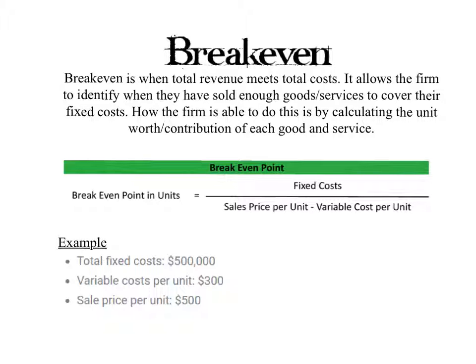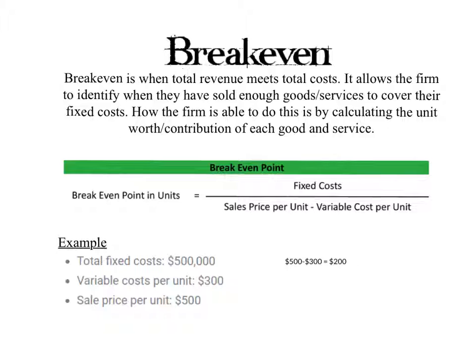But if we consider it from the point of view of contribution, contribution is the difference between your sales price and your variable cost. So once you calculate your contribution, you can work out how many units you have to sell to contribute towards paying off your fixed costs. So the formula for break-even is your fixed costs divided by your contribution. Now to quickly show this, I'm just going to use this example here to illustrate this formula.